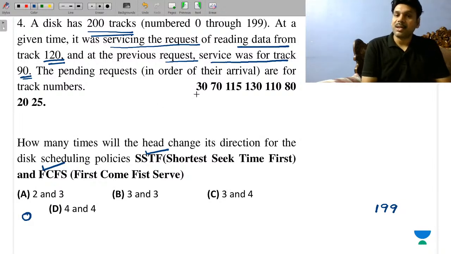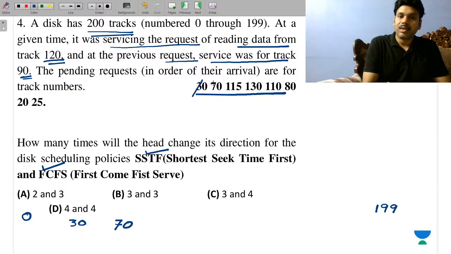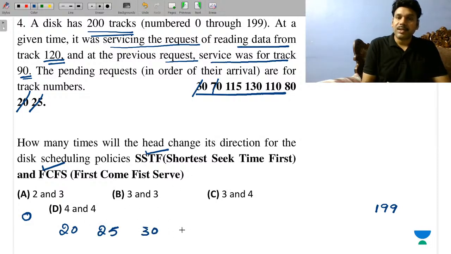So the pending requests are like this. What are the pending requests? We have a 30, then we have a 70, and before that there are lower tracks also, that is 20 and 25. First let us put them, 20 and 25, and after that 30, then after that 70, and after that 80, then after that 110, then 115, then 130.